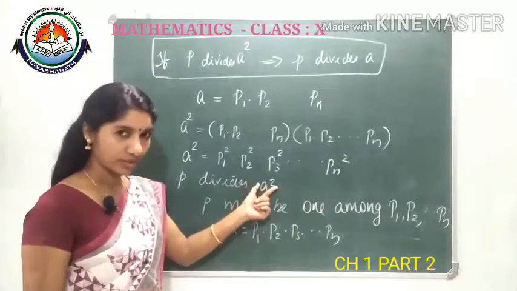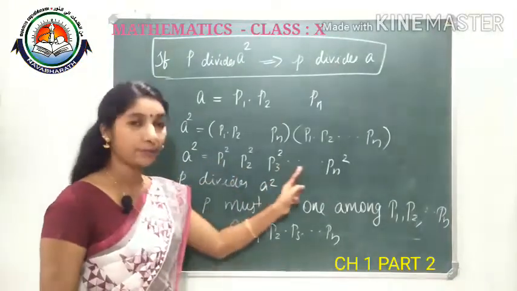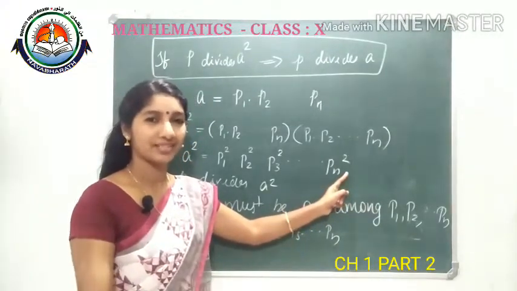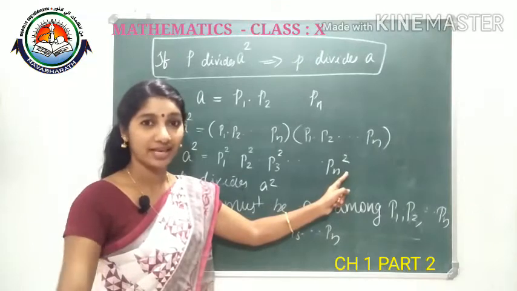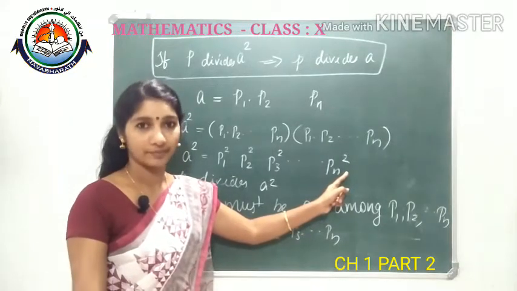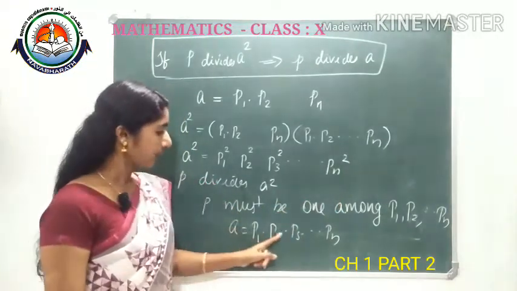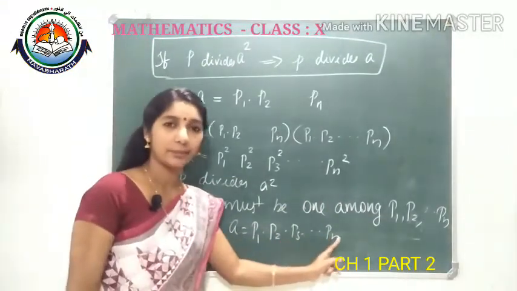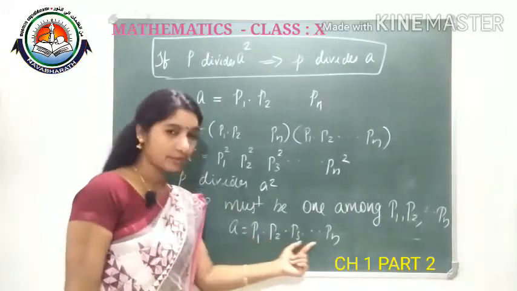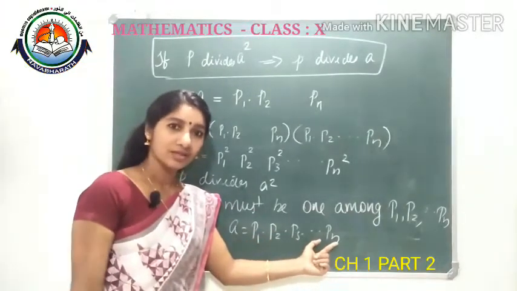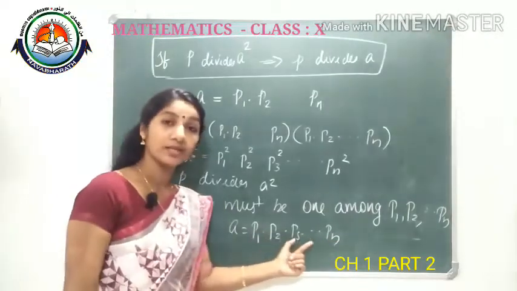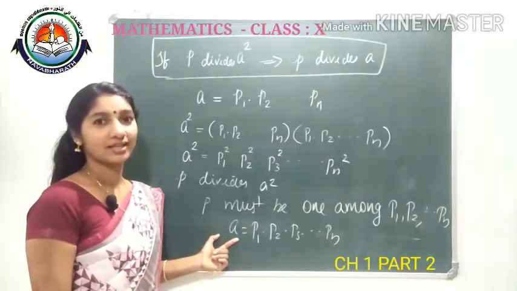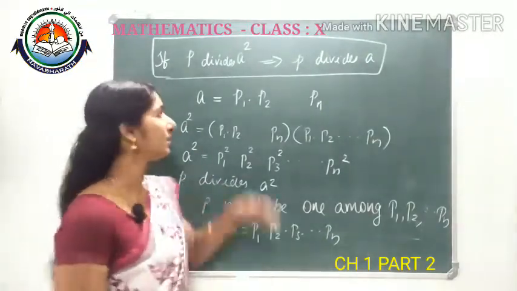P divides A square means P must be one among P1, P2 etc. Pn. So among that one should be that P. Then only it will cancel, otherwise it will not be divisible by P. Isn't it? So P1, P2 etc. Pn, its product is A. P1 into P2 into etc. Pn is A. So P is one among P1, P2, P3 etc. Pn, no? So P divides P1, P2, P3 etc. Pn. That means P divides A. Clear? So like this we will give the proof for this theorem.